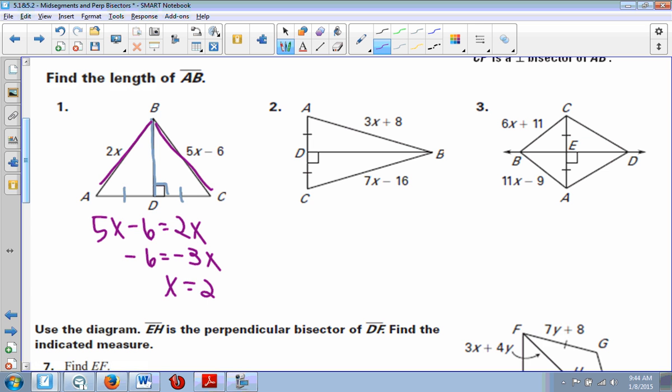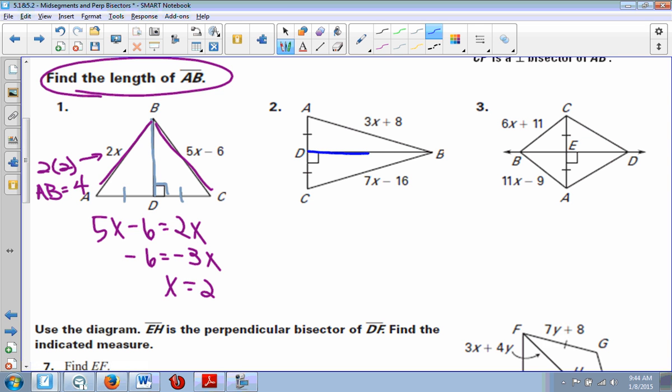Now notice the directions don't say find x, they say find the length of AB. So once I've found x, I've got to plug the x in. Well, simply, 2 times 2 is just going to give you AB as a value of 4. Just make sure you're reading the directions so you know what question you're answering.